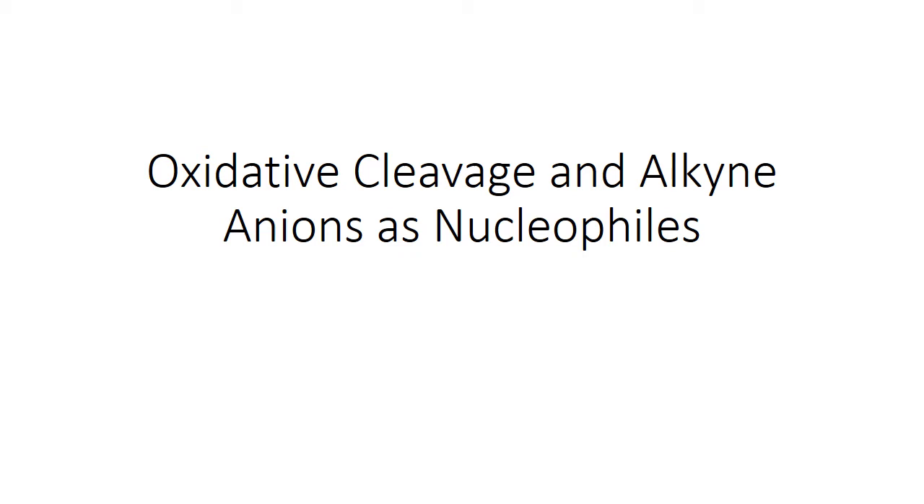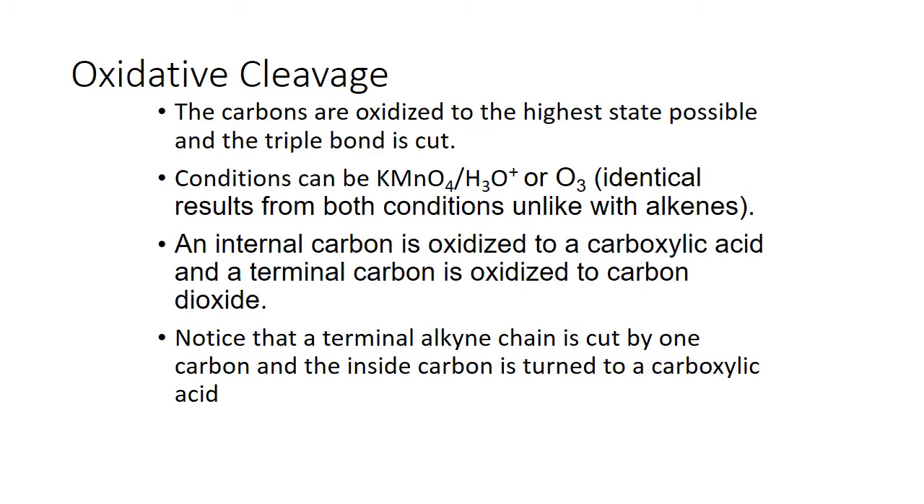In this online lecture, we're going to look at oxidative cleavage of alkynes and how we can use alkyne anions as nucleophiles. In oxidative cleavage, you're cleaving the triple bond and the remaining carbons are oxidized to the highest state possible. So if it is a carbon in the middle of a chain, you end up making it into a carboxylic acid. If it is a carbon that is at the end of the chain, you're going to turn it into carbon dioxide and it bubbles out and you lose it.